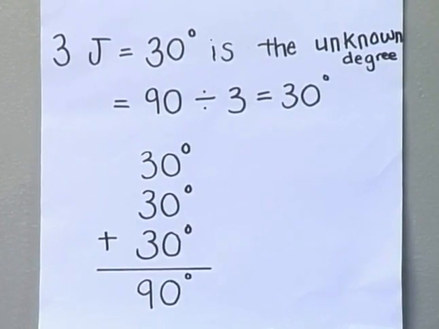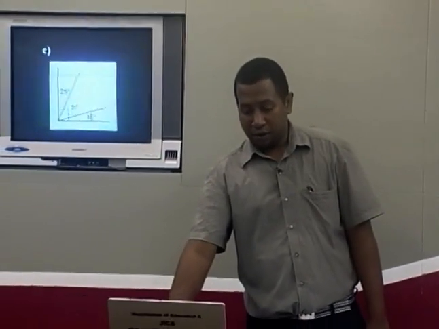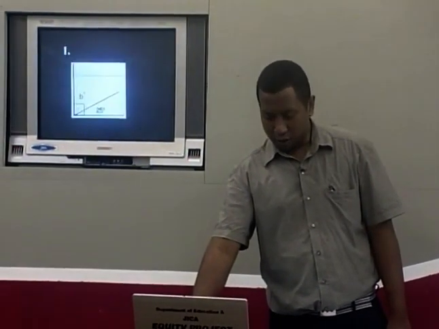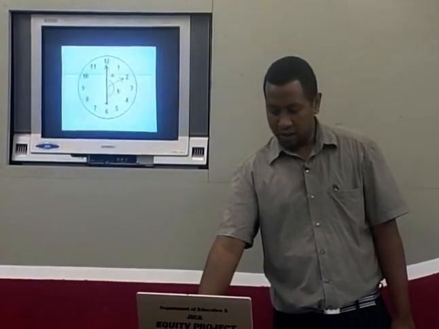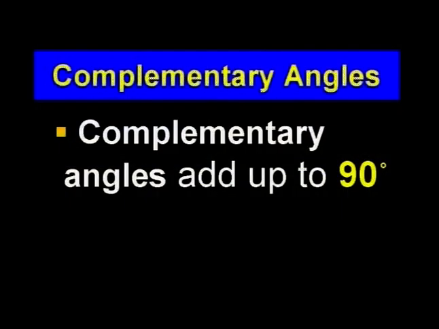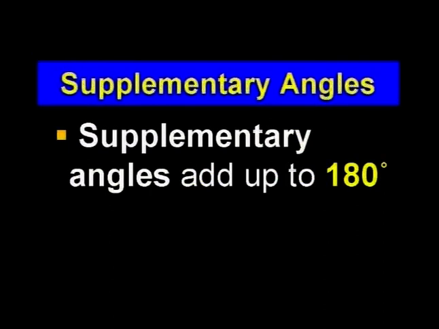Now, class, what did we learn in today's lesson? Samuel. We learn how to find complementary angles and supplementary angles. Very good. In today's lesson, we have found out about complementary angles and supplementary angles. Complementary angles, they add up to how many degrees? 90 degrees. And supplementary angles, they add up to 180 degrees.